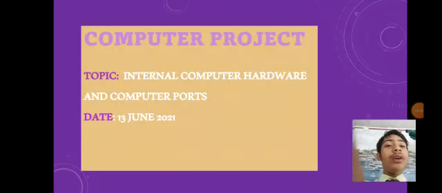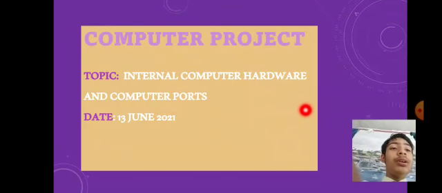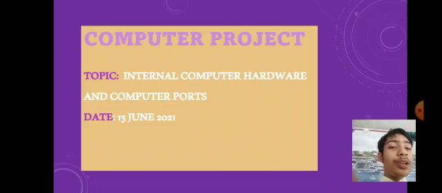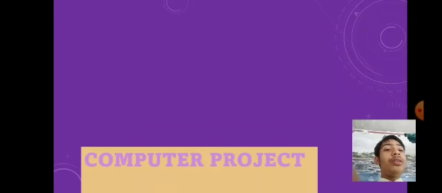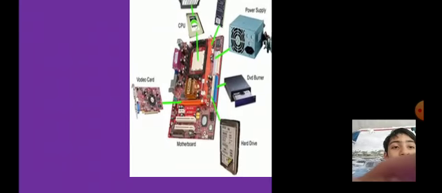In this video we are going to know about my computer project, that is internal computer hardware and computer ports. First of all, I would like to give you a brief description about what internal computer hardware is. In this picture you can see a few images: a hard disk, memory, power supply, CPU, DVD hard drive, motherboard, and video card. And there are many more also.